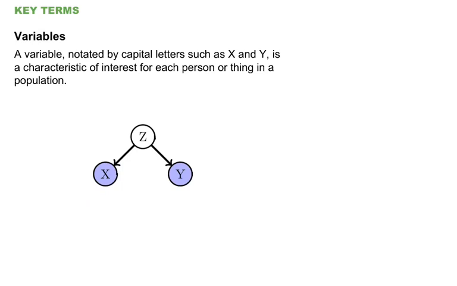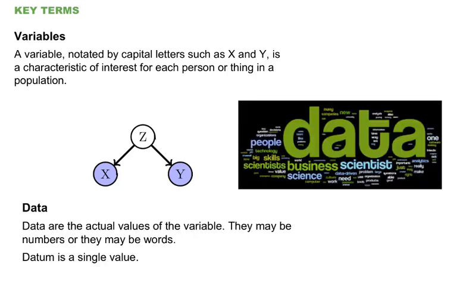Variables, and this text will use some capital letters, X and Y, if we're talking about two variables. And so variables are those characteristics that we actually want. And then data values are the actual results that we get from that. So for example, a variable might be weight, and the data value would be 140 pounds.